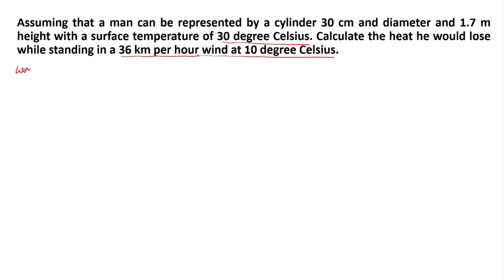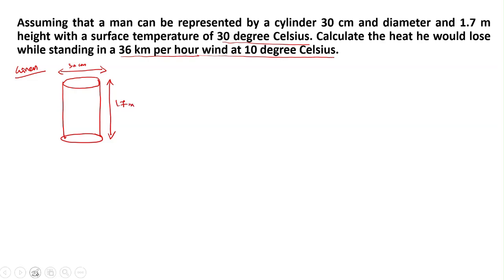So in the given condition, a man can be represented as a cylinder, just like a man. He has a diameter of 30 centimeter and a height of 1.7 meter. Here the wind is flowing over the cylinder with a velocity of 36 kilometer per hour at 10 degrees Celsius.